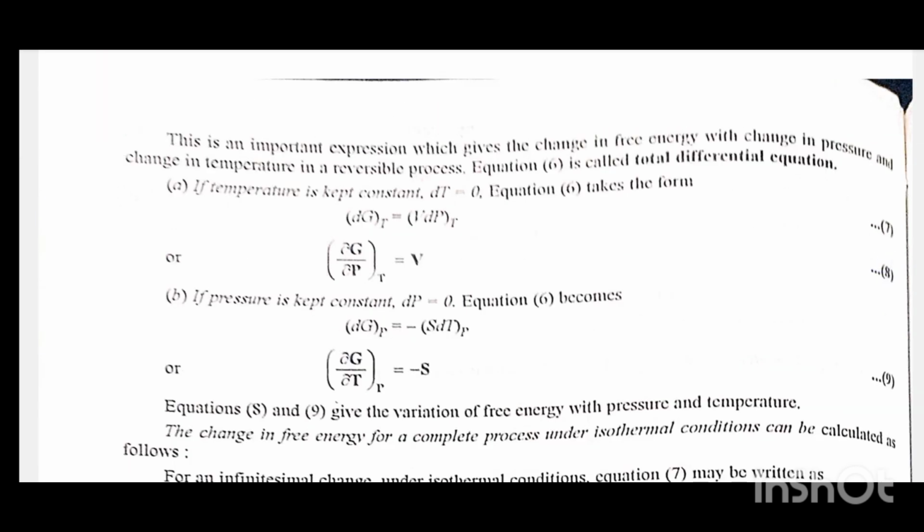In the total differential equation, if temperature is kept constant, dT is equal to 0. Equation 6 takes the form dG_T = V dP_T, so (∂G/∂P) at constant temperature is equal to V. B, if pressure is kept constant, dP is equal to 0. Equation 6 becomes dG_P = −S dT_P, so (∂G/∂T) at constant pressure is equal to −S.